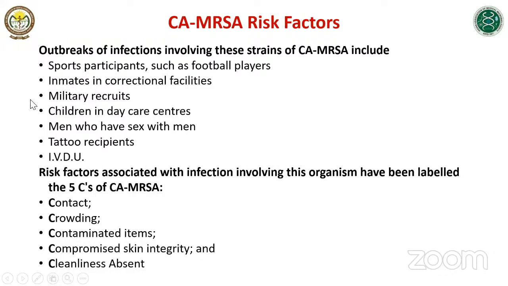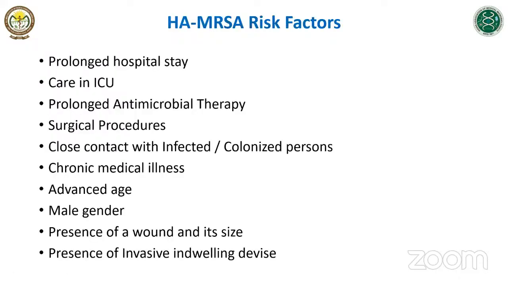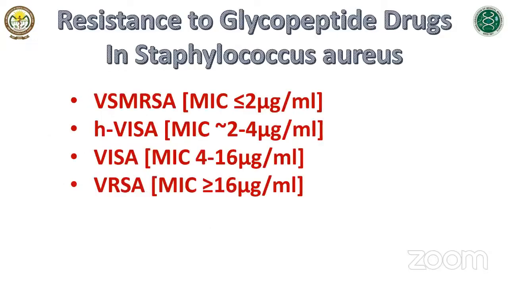So what is the background of the patient? Who is the patient, where is he coming from? The risk factors include contact, crowding, contaminated items, compromised skin integrity, and absence of cleanliness. So these are risk factors for community-acquired MRSA. Similarly, we have risk factors for hospital-acquired MRSA also, like prolonged hospital stay or care in the ICU, prolonged antimicrobial therapy, multiple drugs, surgical procedures, close contact with infected patients, and chronic medical risk factors.